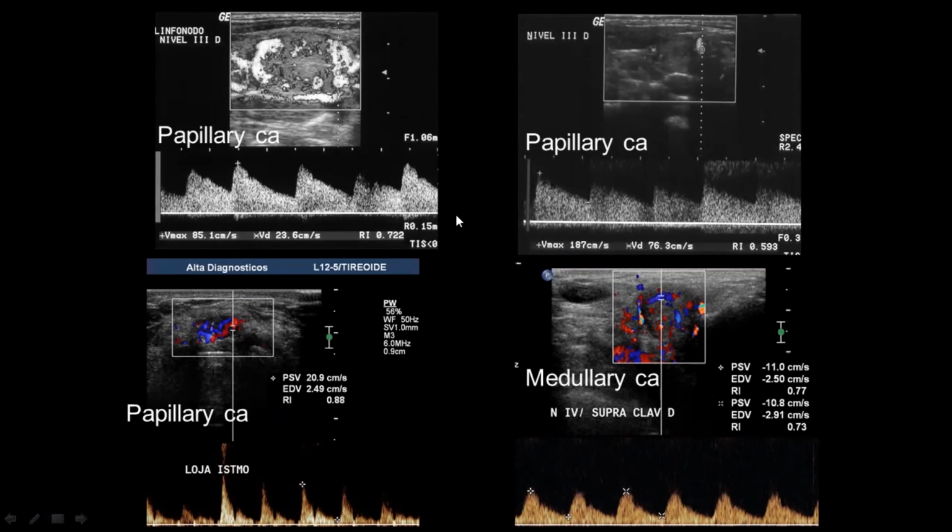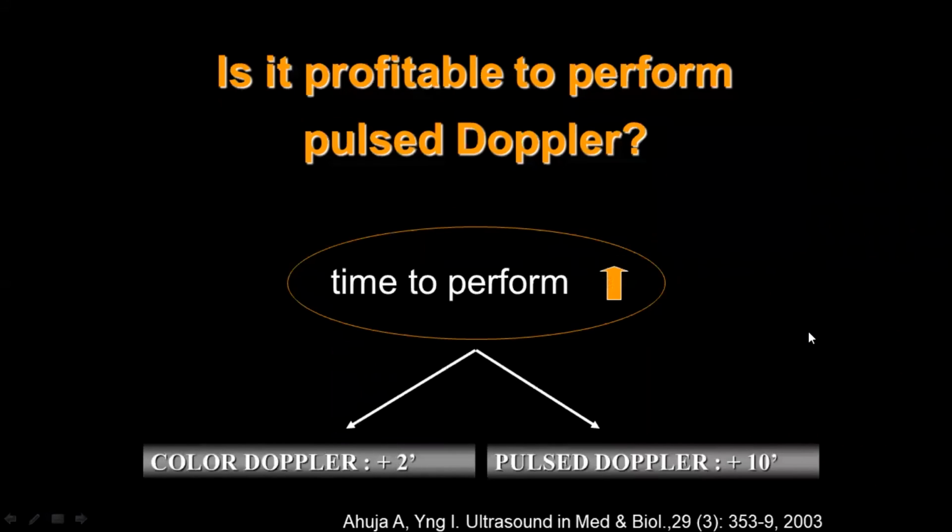It's important to note that papillary carcinoma can present lower, intermediate, and high resistive indexes. And here is an example of a medullary carcinoma. And we need to ask this question: is it profitable to perform a pulsed Doppler for lymph nodes? Since pulsed Doppler adds 10 minutes to the scan of lymph nodes and color Doppler only 2 minutes, it's not fruitful to always perform pulsed Doppler. In my practice, I use this tool only to distinguish the nature of lesions, overall in thyroid bed nodules.